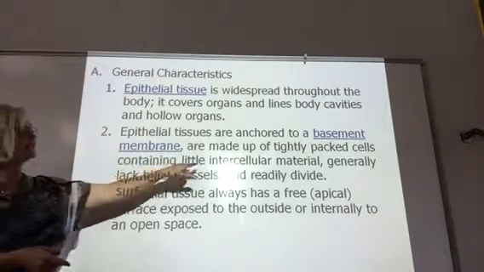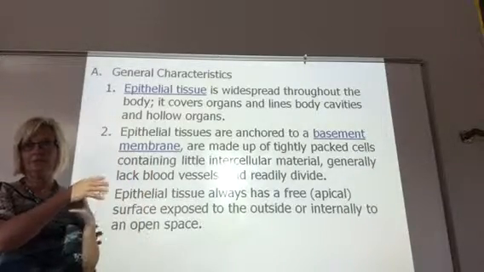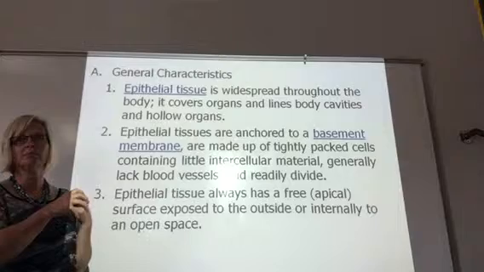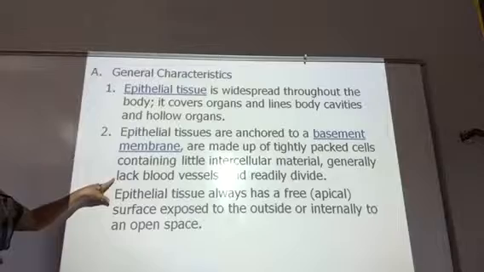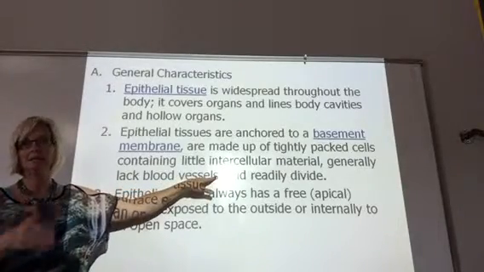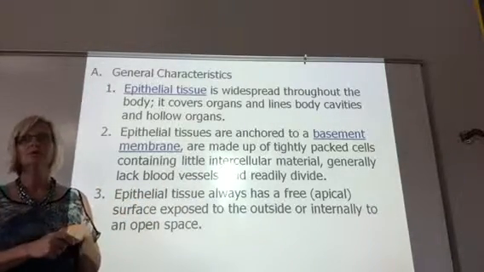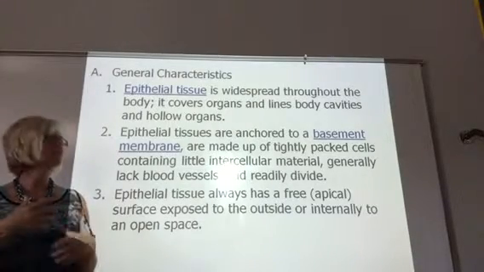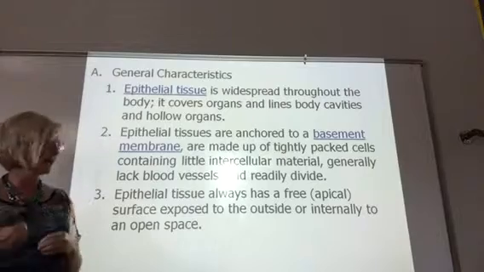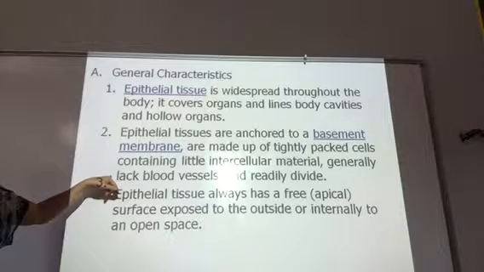And that basement membrane is made up of tightly packed cells, so they're very close together. There's very little intercellular. Intercellular means in between. So in between these cells, there's not very much. Very little material in between the cells. They generally lack blood vessels. And readily divide means they divide very quickly, very easily. Every time you take a shower, you lose thousands of skin cells. Those skin cells divide quickly and come back. The older you get, the cells don't divide quite as quickly, which deals with the aging process of skin.